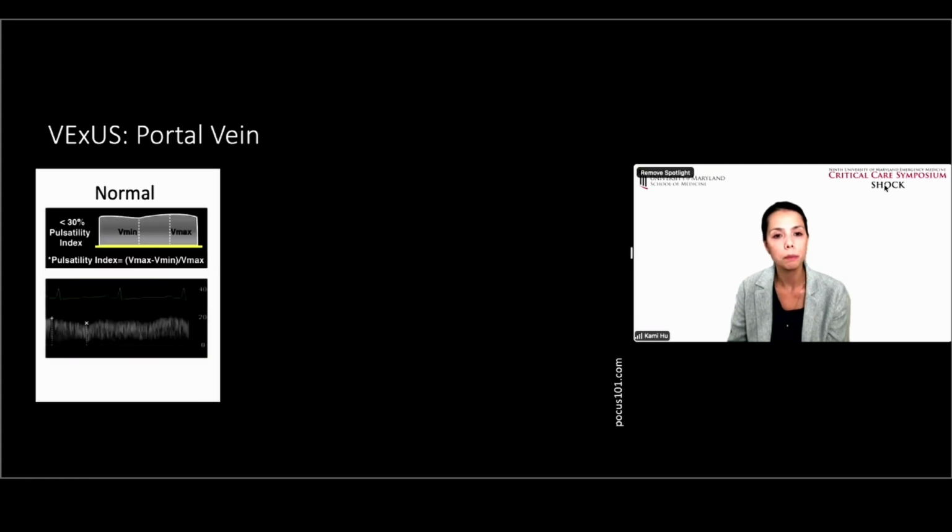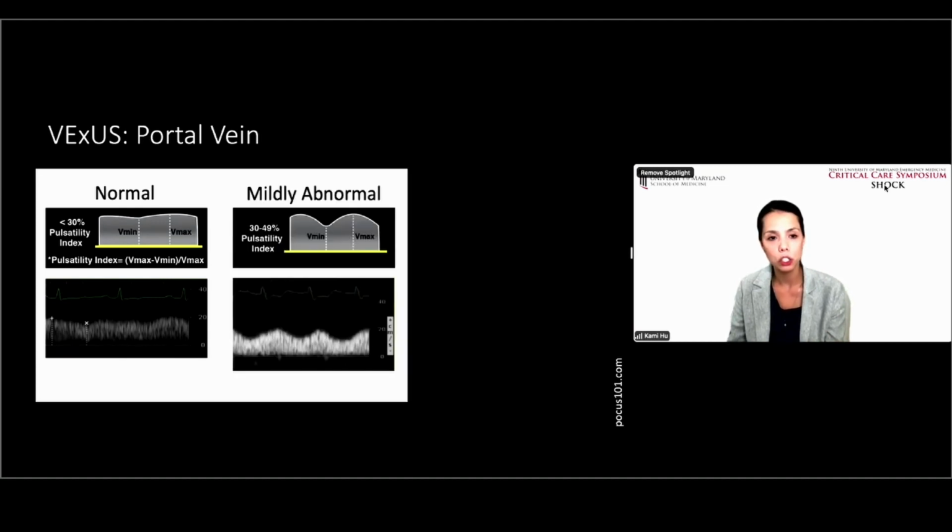Moving on to the portal vein. Again, normal here. You don't have to pay too much attention to the numbers for this go through, but essentially venous should be relatively flat. There shouldn't be very much pulsatility there. You might see a little bit, but it should be pretty much a standard slow monophasic waveform.